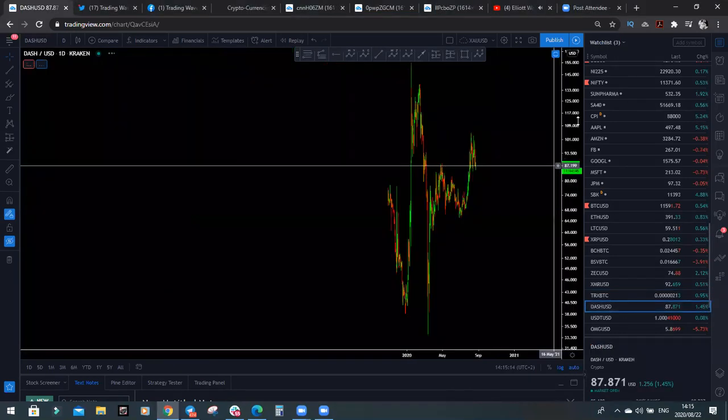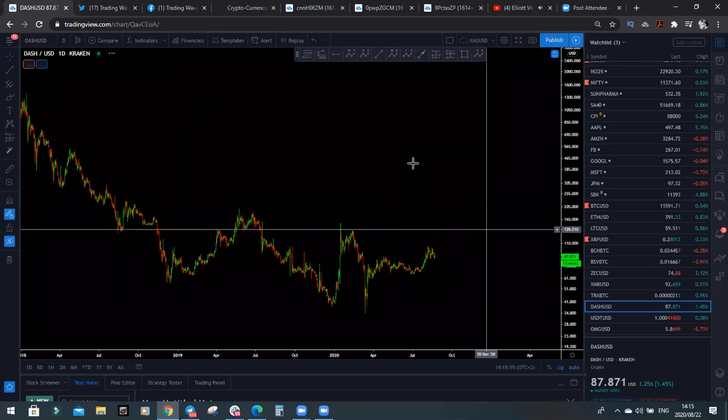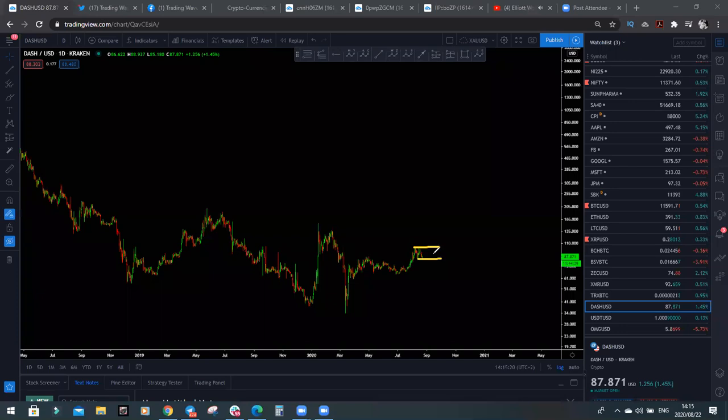Dash versus US dollar. Dash sideways here. Look for this one to continue to the upside when this is done to come retest this level.